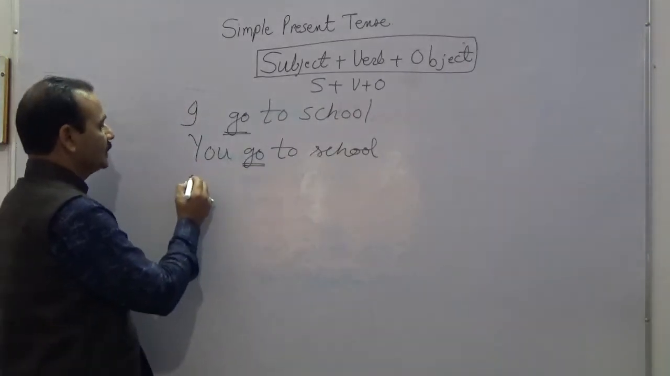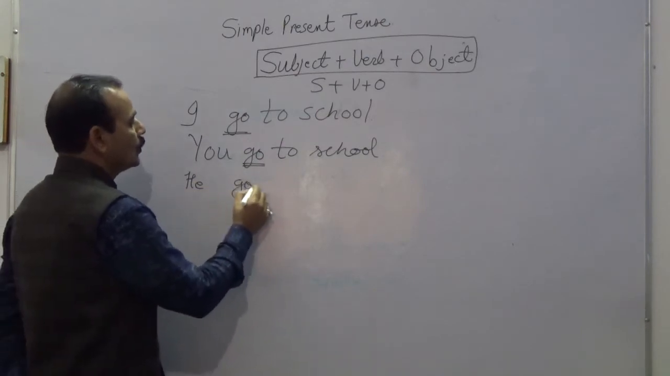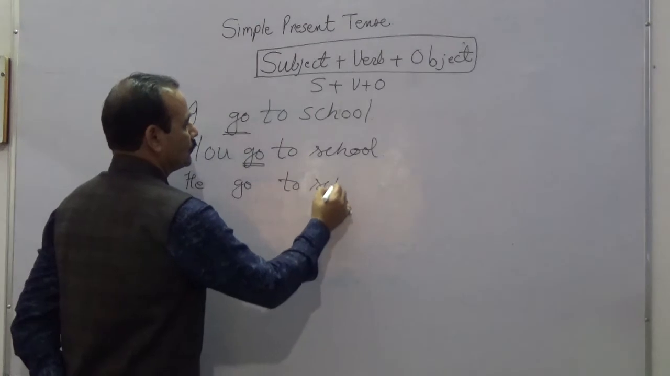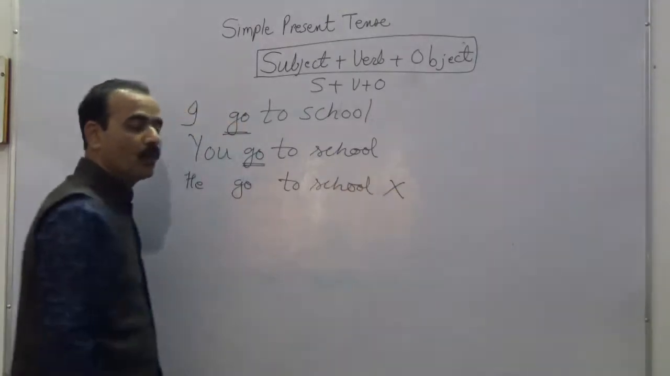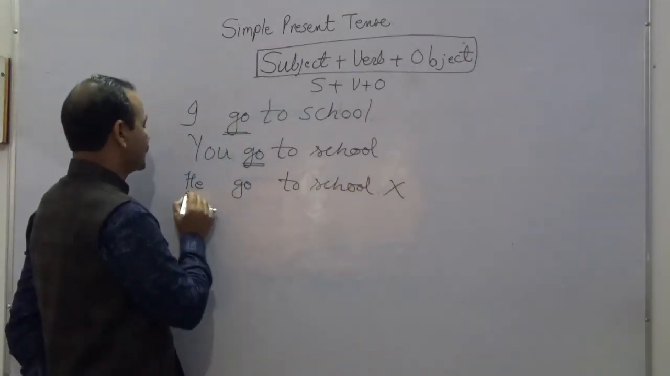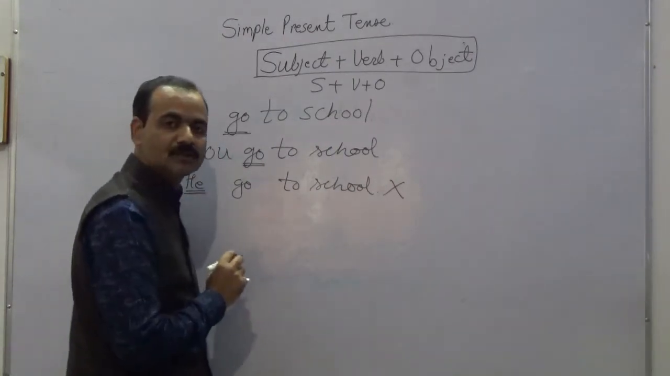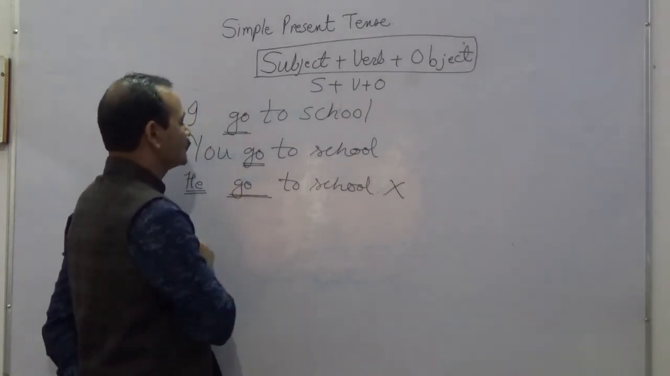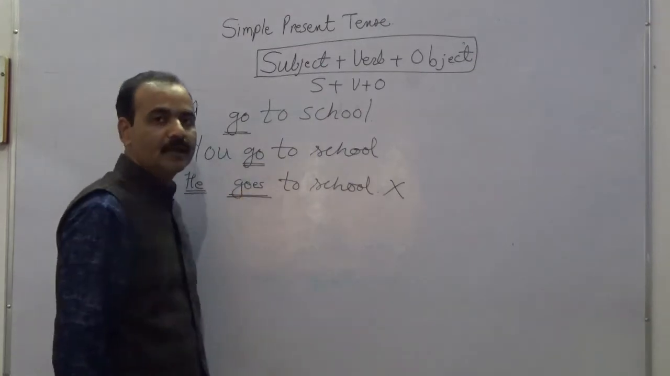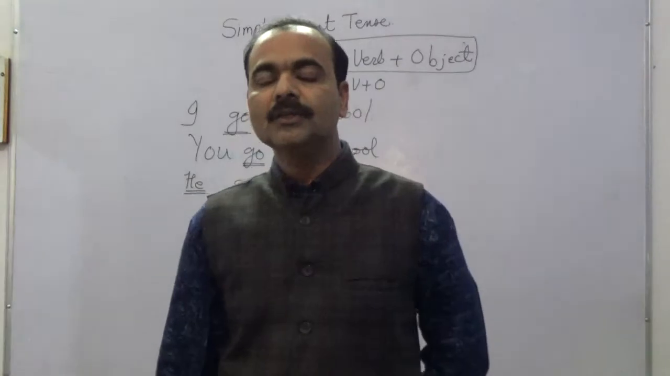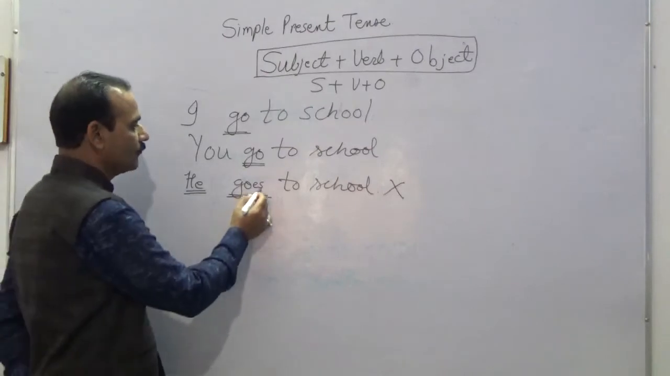But when I say he go to school, it is wrong. Why is it wrong? Because this subject he is third person singular, and when we use a third person singular subject, we must also use the verb accordingly. It must be goes. He goes to school. That is, the third person singular subject takes the singular verb. Goes is a singular verb.